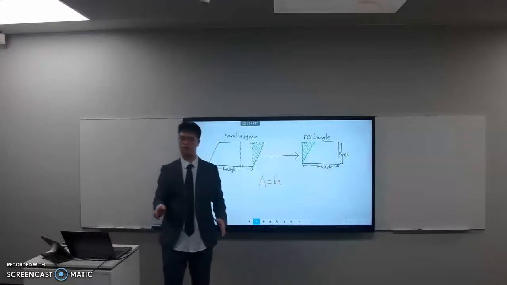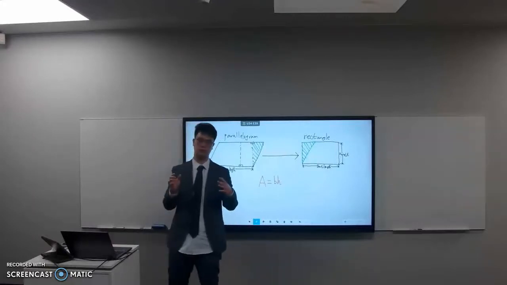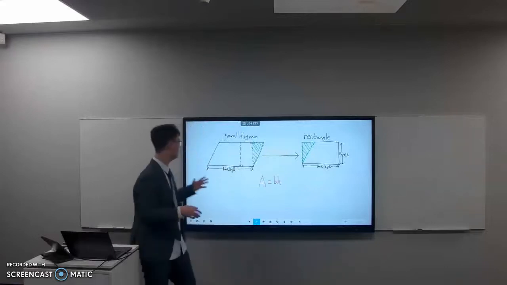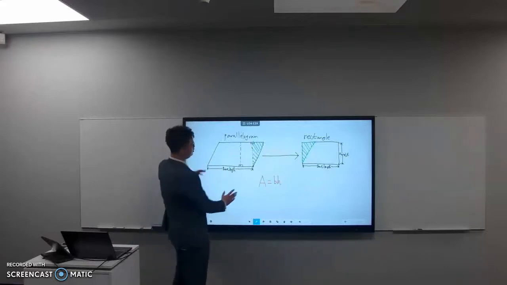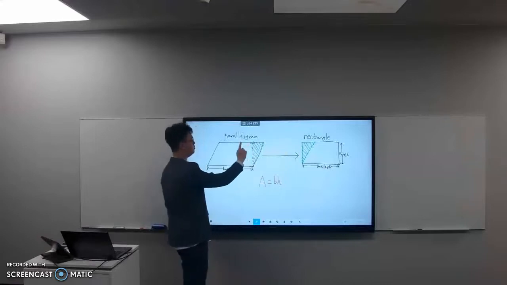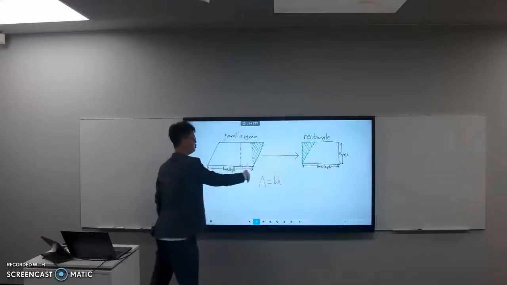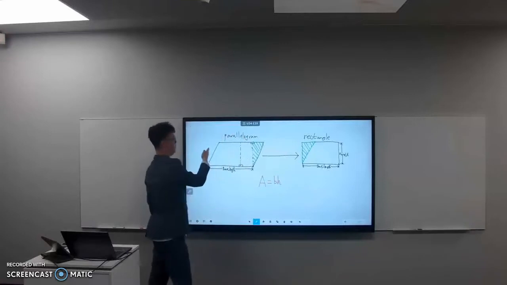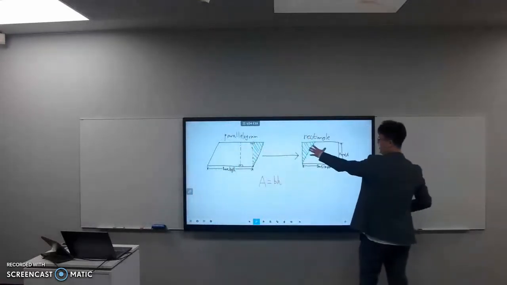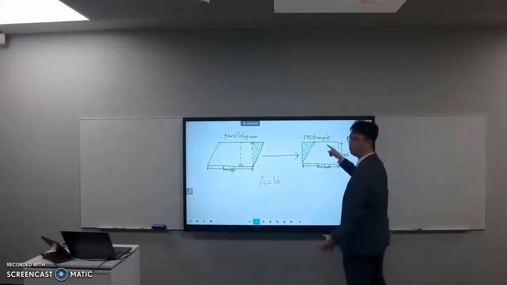We already know how to find the area of a rectangle, but we don't know about a parallelogram. Easy. Look at this shaded blue section. This is a triangle, isn't it? And then we can cut this triangle and shift it to the left, and then we put it there. Bam! We get a rectangle.